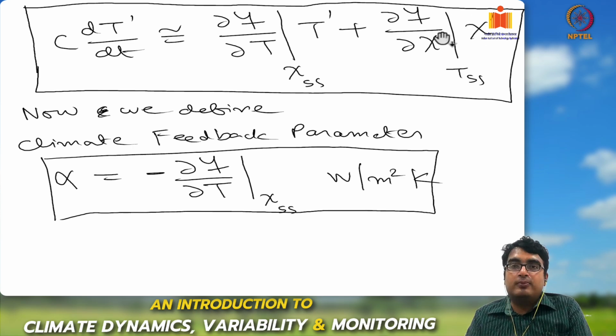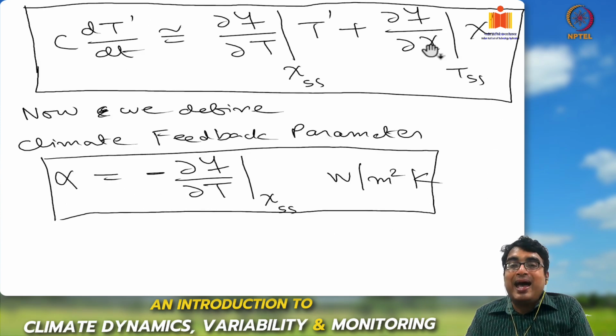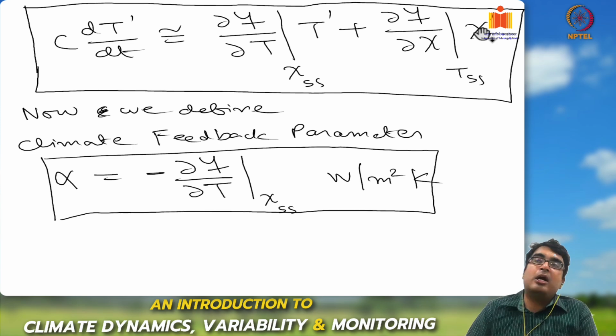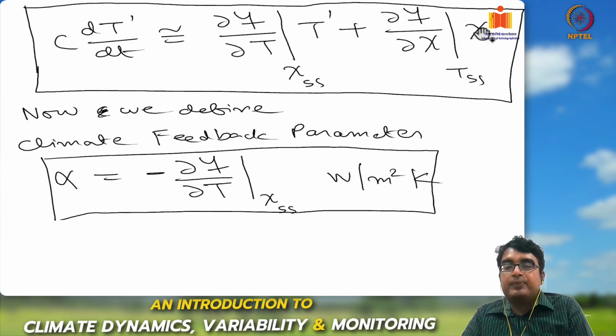So, these two terms, and we are neglecting the second order and third order terms, assuming that T prime and X prime values are small. So, the second order and the third order terms will be quite small in magnitude. Okay. So, this is the expression that we have to solve. Alright.